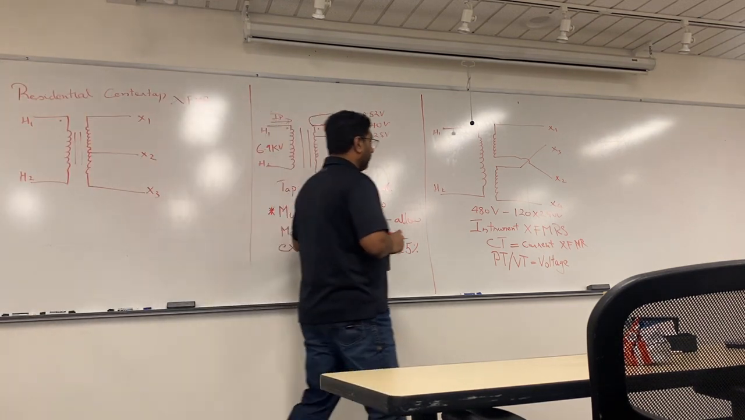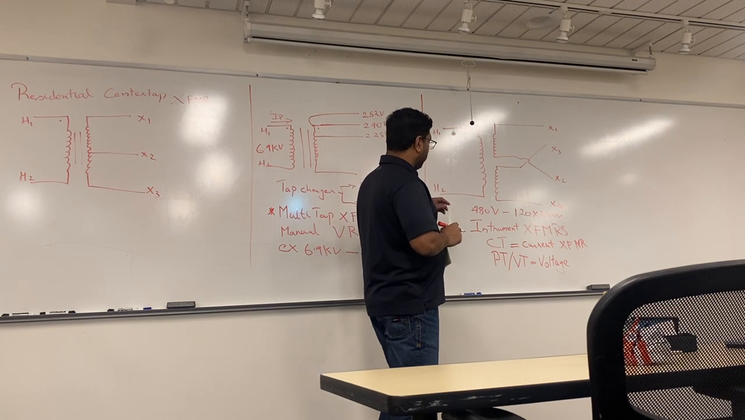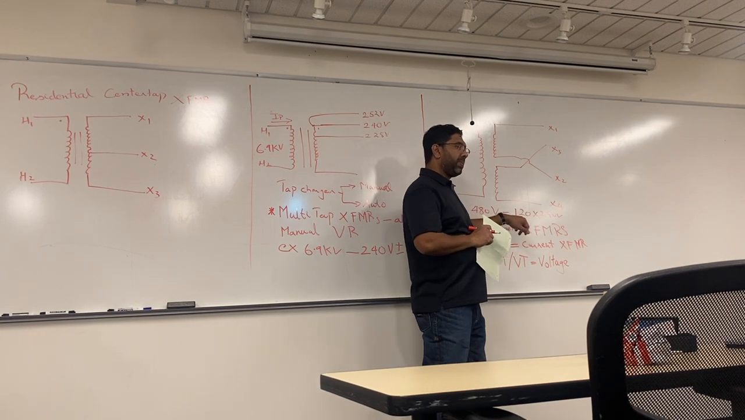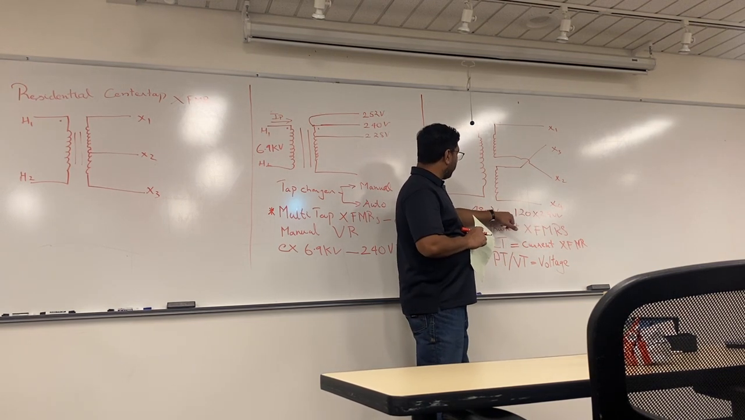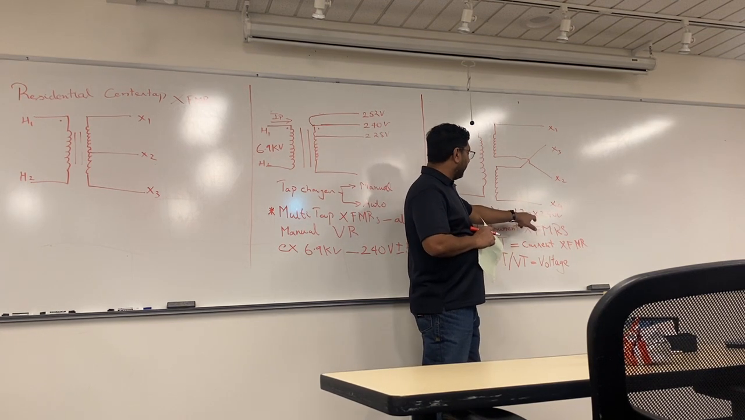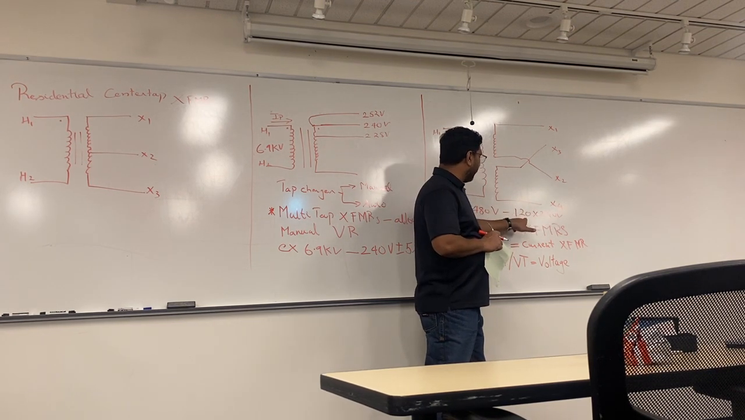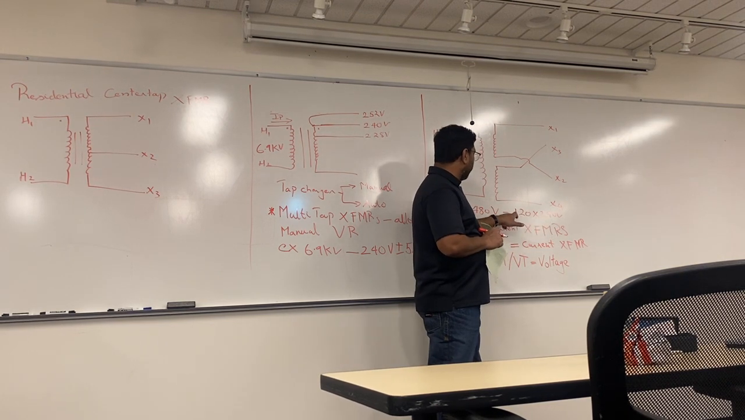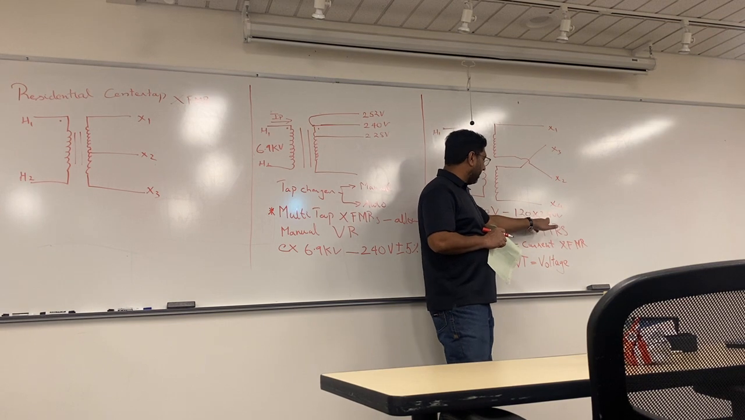So here, I should have mentioned this. Whenever you write a primary and a secondary, the dash tells you that this is the high side, this is the low side. The X tells you that you can choose only one of these at a time. You can't have both. So it's either going to be 120 or a 240.